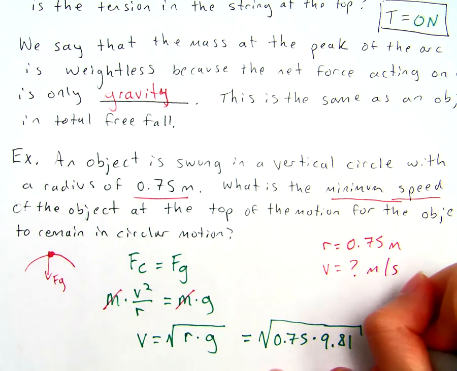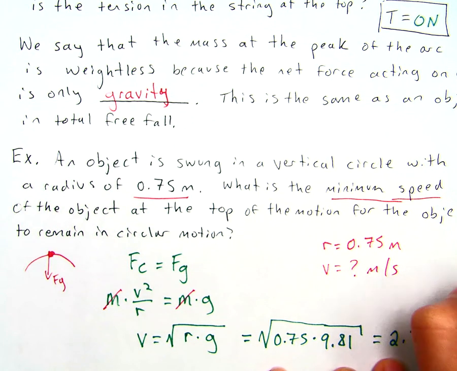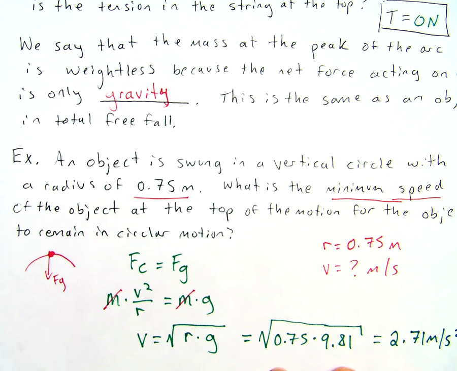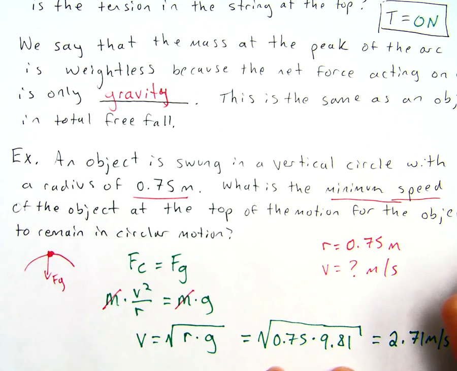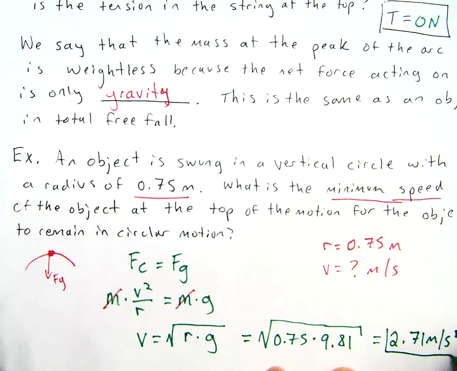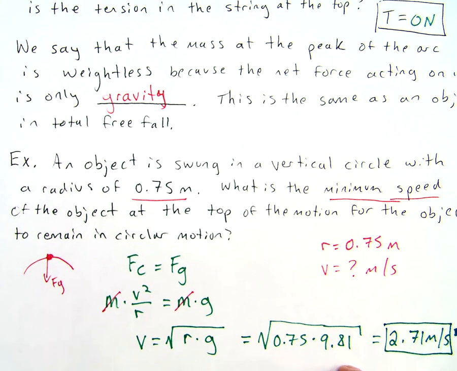And I got 2.71 meters per second squared. Oh, not squared. It is not an acceleration. It is a velocity, so there should be no square on that unit.